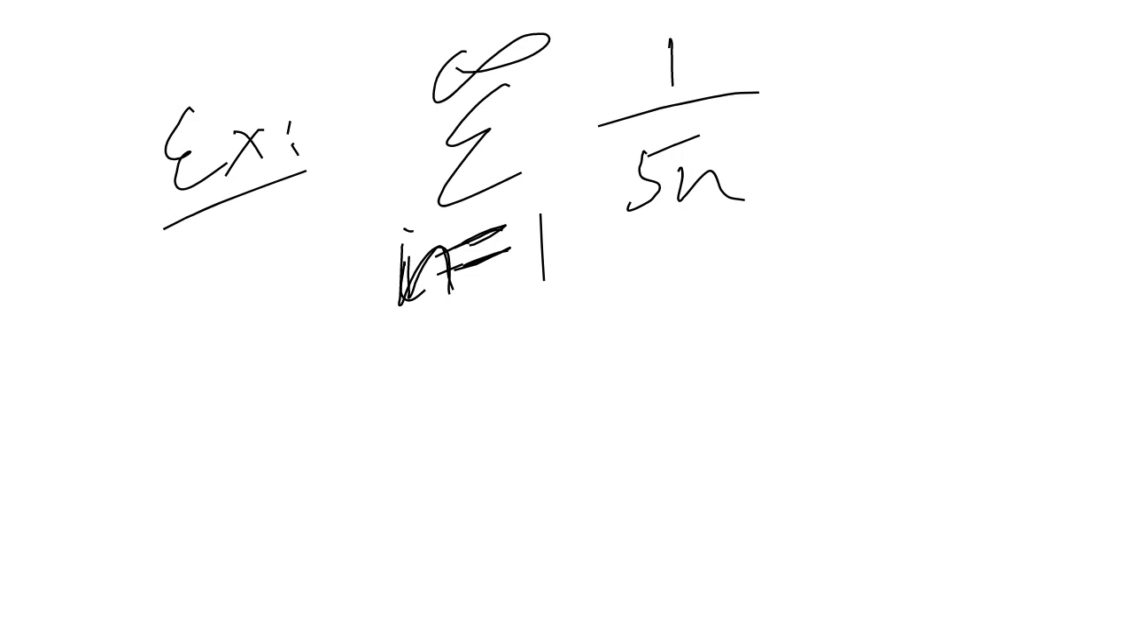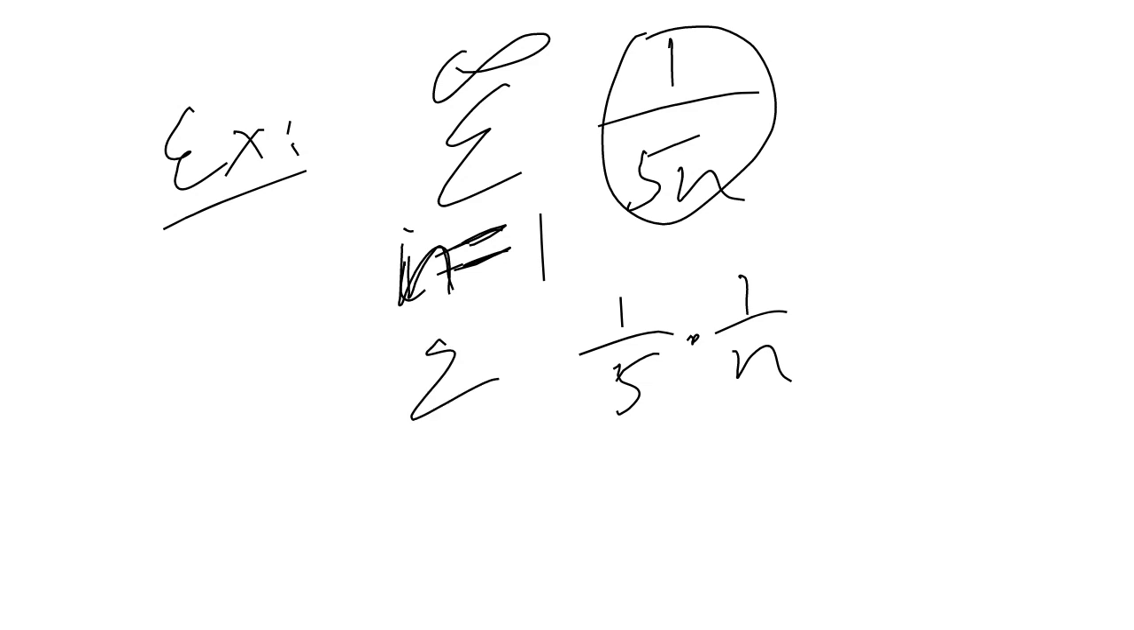Well, what I could do is rewrite this as 1/5 times 1 over n, right? So that would be equivalent to sigma n equals 1 to infinity, sorry, of this thing, right? And then what can I do with that 1/5?